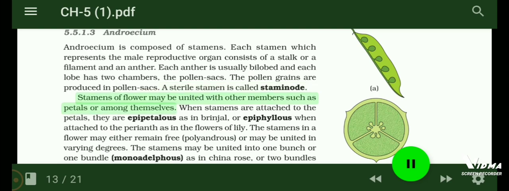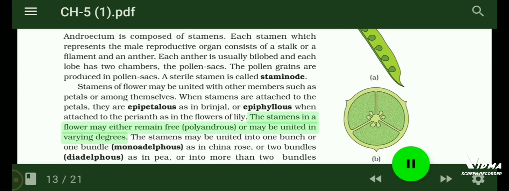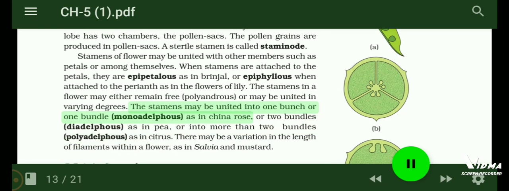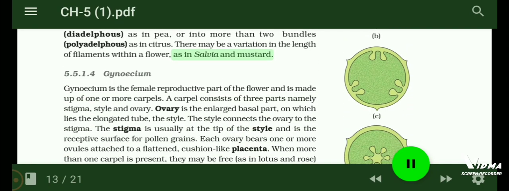Stamens of flower may be united with other members such as petals or among themselves. When stamens are attached to the petals, they are epipetalous, as in brinjal, or epiphyllous when attached to the perianth, as in the flowers of lily. The stamens in a flower may either remain free, polyandrous, or may be united in varying degrees. The stamens may be united into one bunch or one bundle, monodelphous, as in China rose, or 2 bundles, diadelphous, as in pea, or into more than 2 bundles, polyadelphous, as in citrus. There may be a variation in the length of filaments within a flower, as in salvia and mustard.